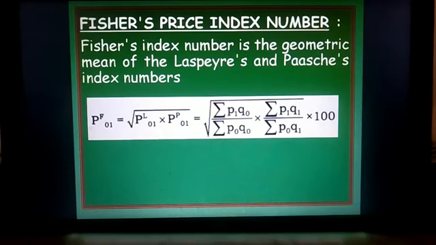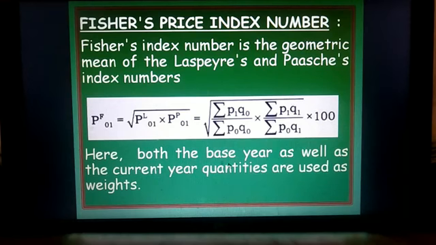Next, which is the index number to come? Okay, before that, anyhow, here also we have used both base year as well as current year quantities. So it is the third index number which we are coming across which has used both base year as well as current year quantities. In case of Dorbish-Bowley also, and in case of Marshall-Edgeworth also, and here in case of Fisher's index number also, we have used both base year and current year quantities. Okay, which is the next index number to come?